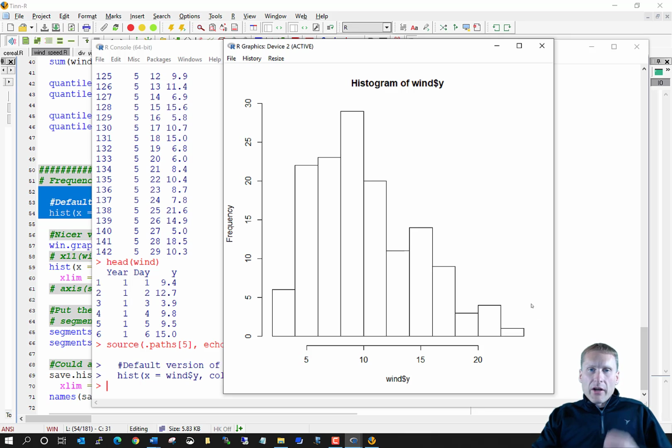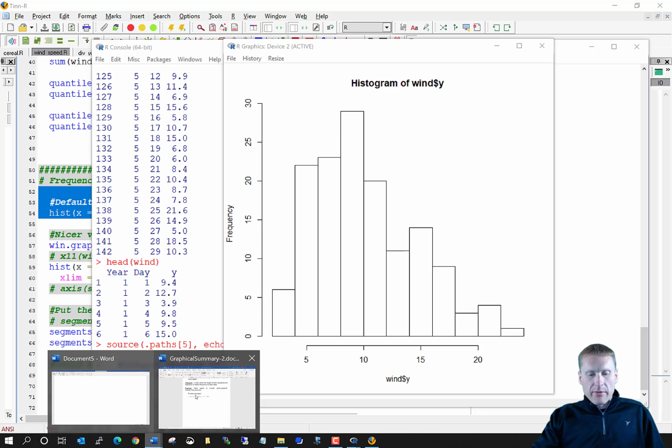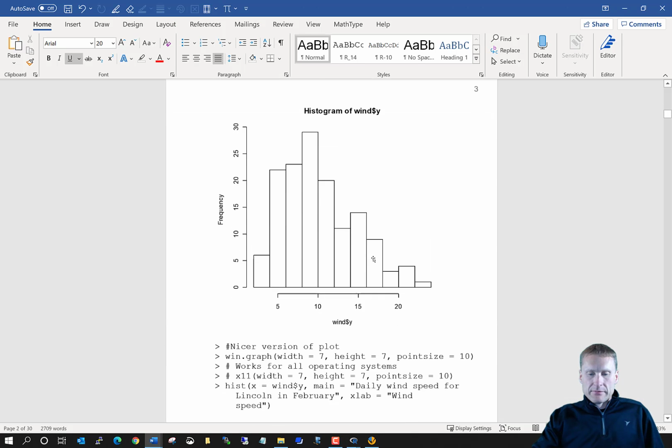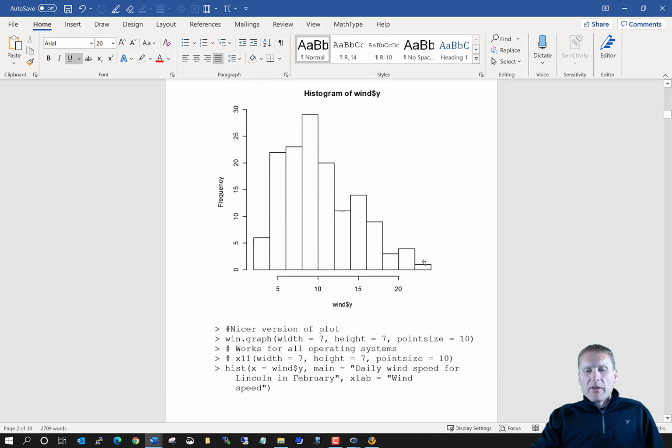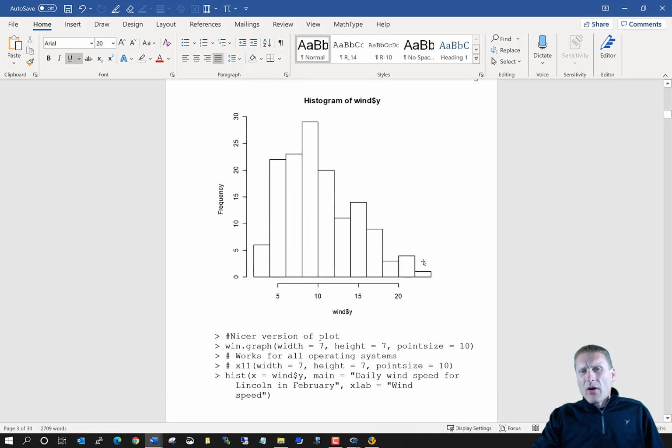So again, and sorry, I should have brought this up at the very beginning, we have wind on our x-axis, we have these frequency counts on the y-axis, in case that wasn't clear. Okay, let me get back to my notes. Okay, so that's essentially about the default of what a histogram will look like in R.